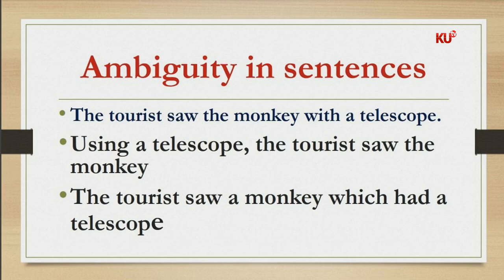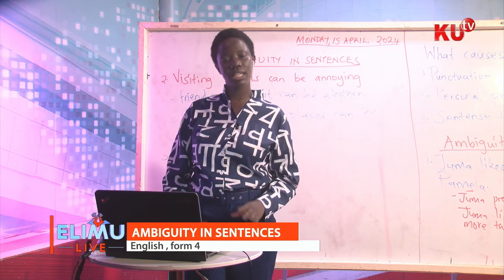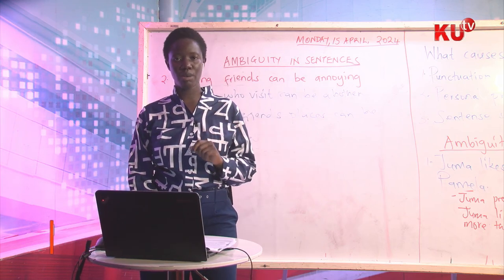So that is the first meaning of that sentence, that the tourist was using a telescope, and the tourist saw the monkey. The second meaning of the sentence is that, remember in our first instance, it's the tourist who had a telescope, and he used the telescope to see the monkey. In our second meaning, we have the tourist, and then we have the monkey who has the telescope. So in this case, it's not the tourist who has the telescope, but the monkey. The tourist saw a monkey which had a telescope.